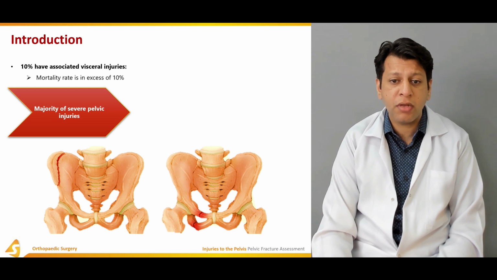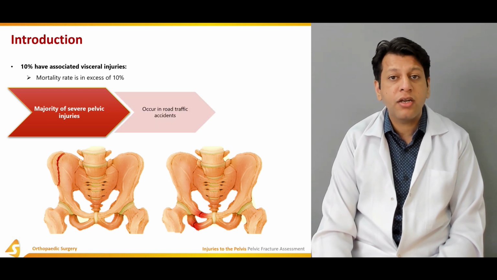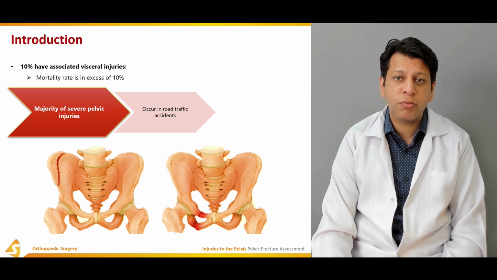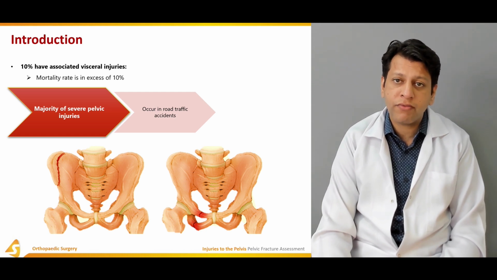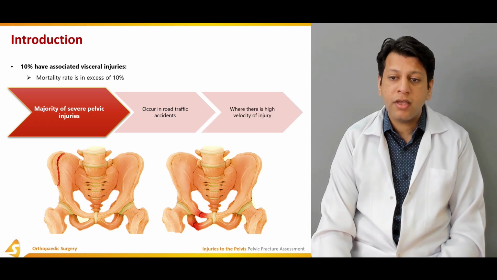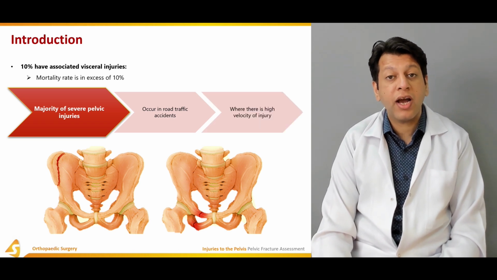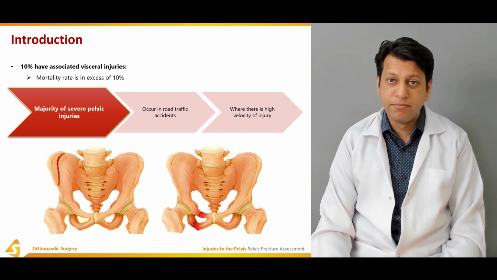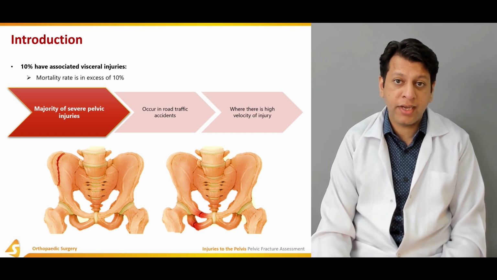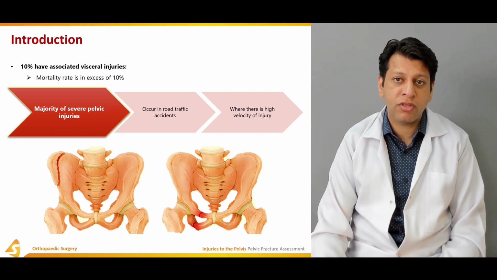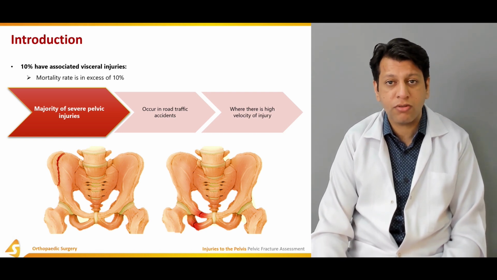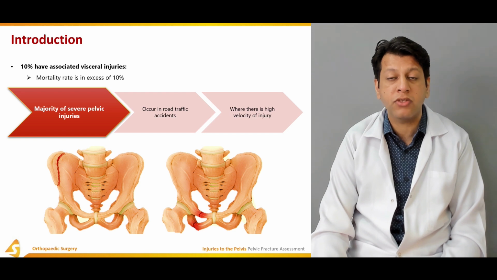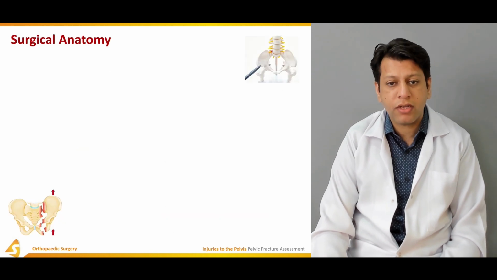The majority of the severe pelvic injuries usually occur due to road traffic accidents, and there may be associated polytrauma. That is, multiple other fractures may be present as well, and usually associated with high velocity injuries. For example, car crashes. There may be a fall from a great height, maybe 4th, 5th floor height. That is where mostly the high energy impact is there and leads to pelvic fractures.